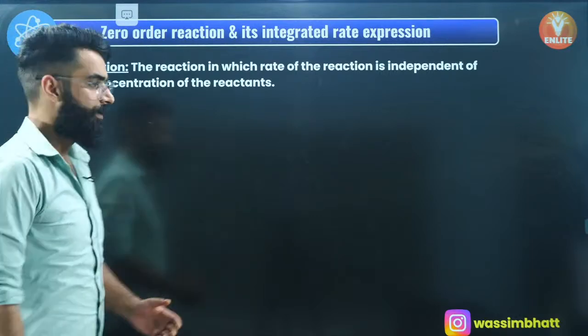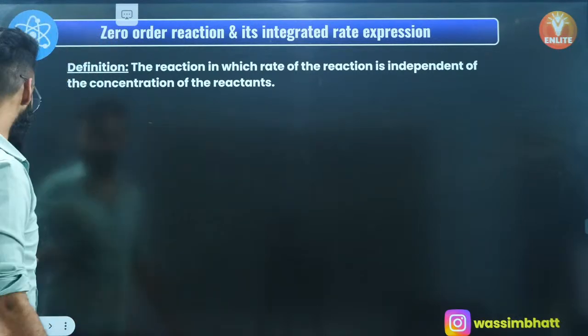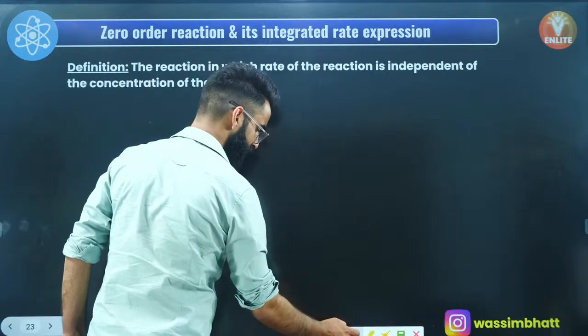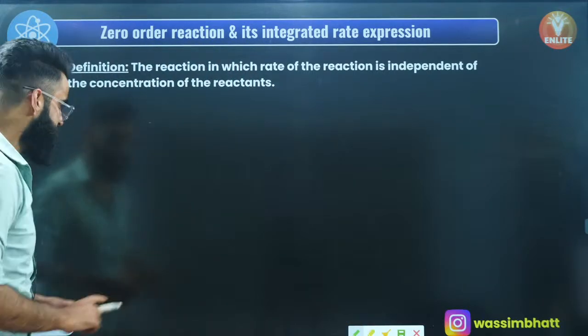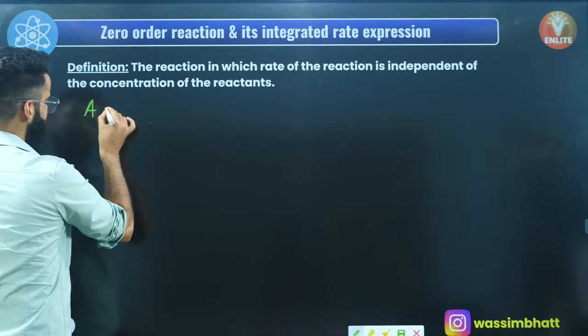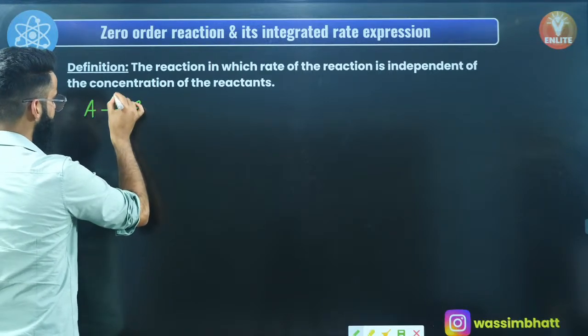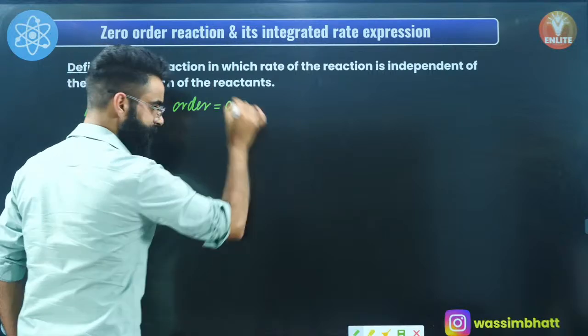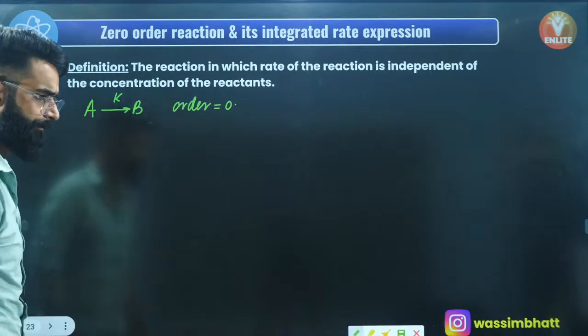Okay. Now let's talk about something called as zero order reactions, right? Let's have a look what kind of questions are asked from these zero order reactions. See guys. First of all, let's say this is the reaction which I have, A gives B. I'm assuming its rate constant is K. I'm assuming the order of the reaction is equal to 0, right? This is something which I'm assuming right now, okay?